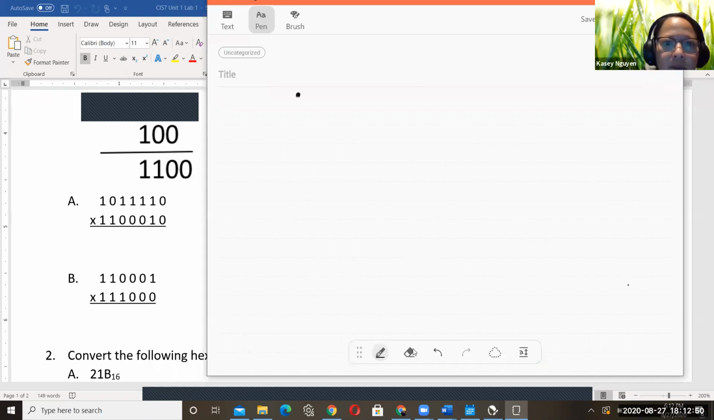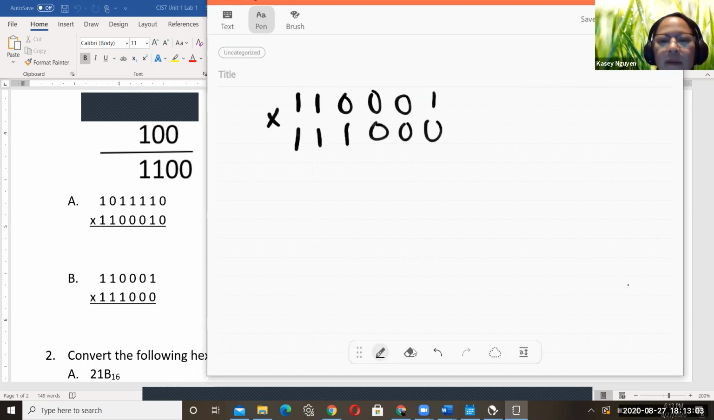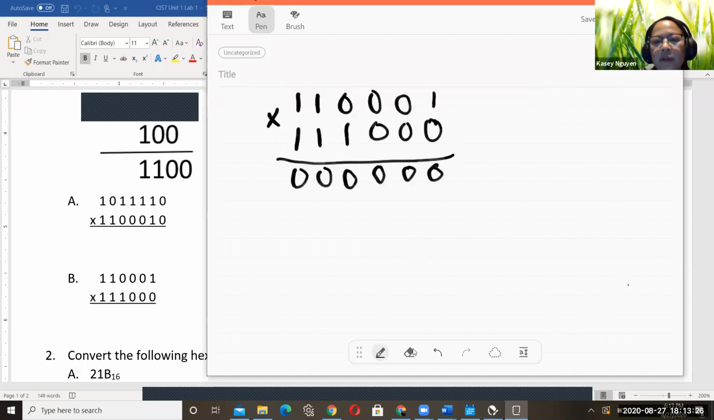B gives us 1, 1, 0, 0, 0, 1, multiplied by 1, 1, 1, 0, 0, 0. So we'll start with the rightmost digit. 0 times 1 is 0. 0 times 0 is 0. 0 times 0 is 0. 0 times 0 is 0. 0 times 1 is 0. Everything is 0 according to the rule.